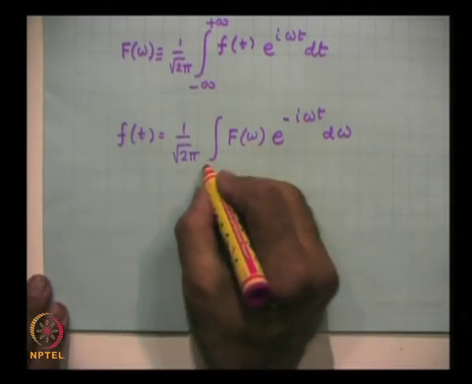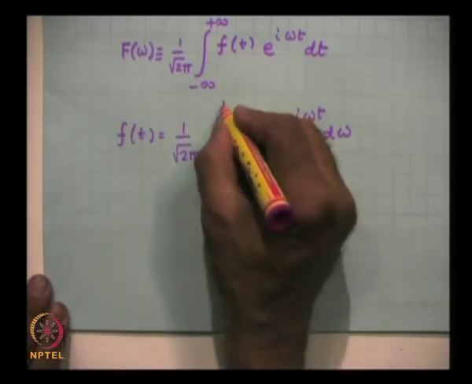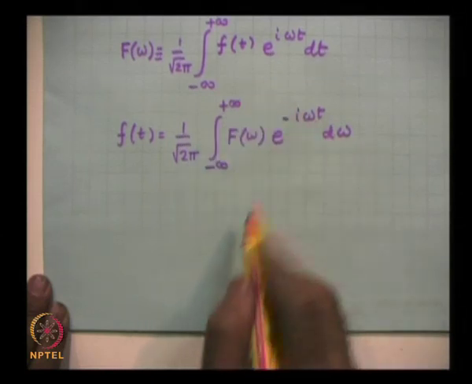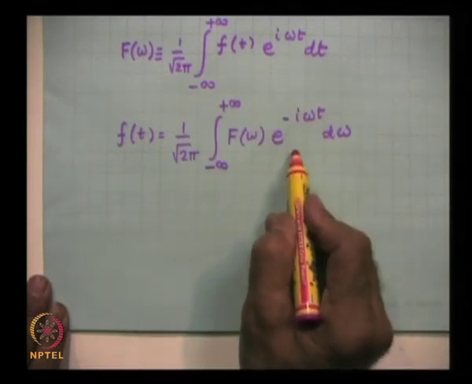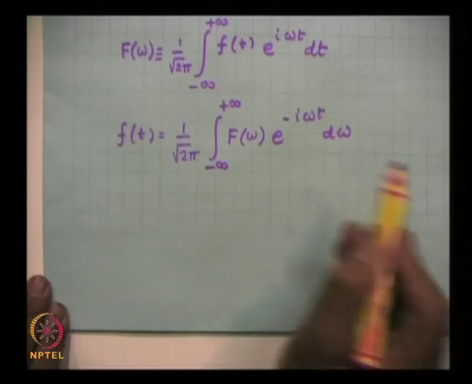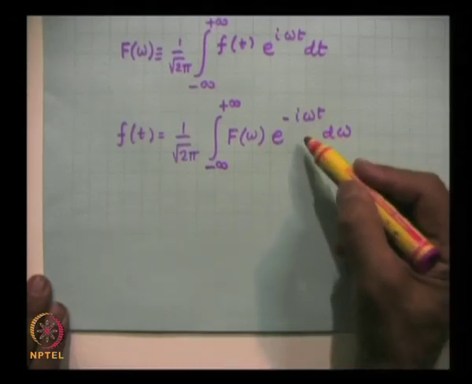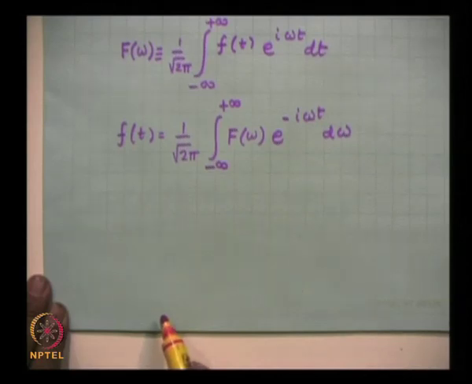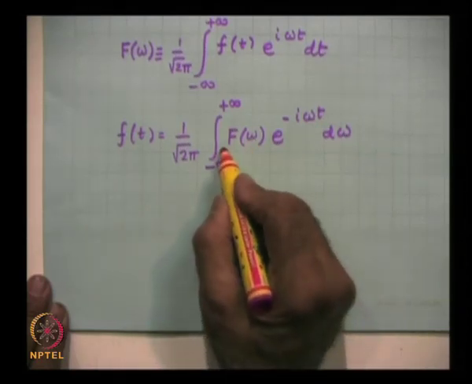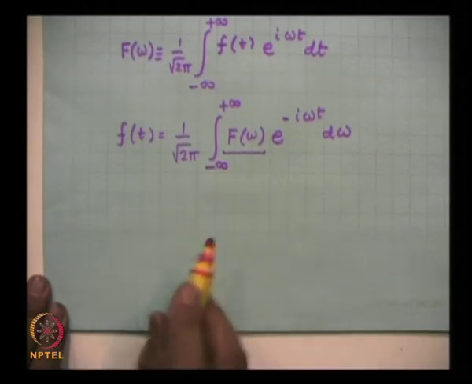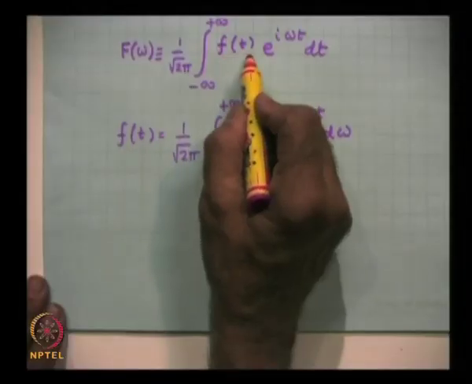Now, please see this. What is an integral? An integral is nothing but a sum. So, this is a sum over all the frequencies. So, this quantity f of omega is known as the frequency spectrum of the time dependent function f of t.